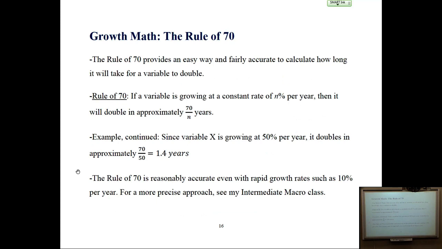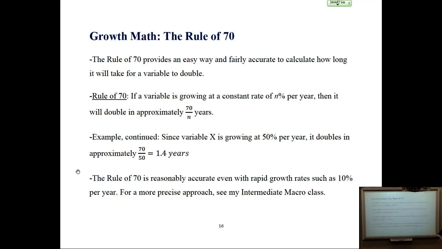So I did not give you a precise answer to that last question about when x is going to double if it's growing at 50% per year. We can get an answer using something called the Rule of 70. Now, the Rule of 70 applies when you have constant growth rates. You might think, well, in real life, aren't growth rates variable? In many cases, there are growth rates that are approximately constant.